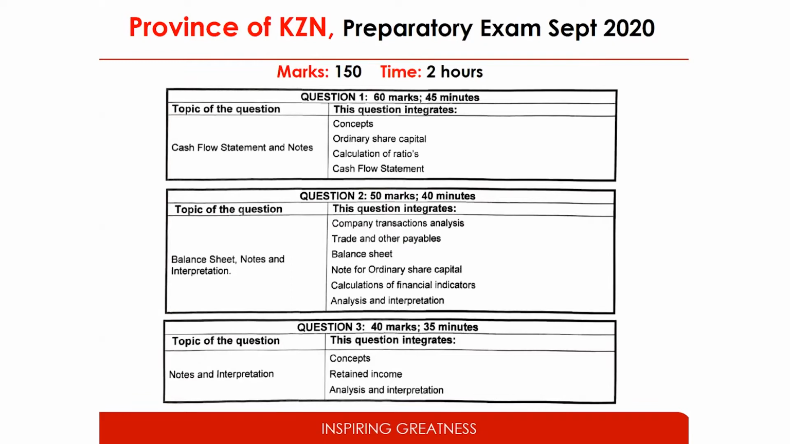The paper consisted of 3 questions. The first question emphasized cash flow statements and notes. Question 2 looked at your balance sheet, notes and interpretation as well. And then question 3 looked at notes and interpretation.